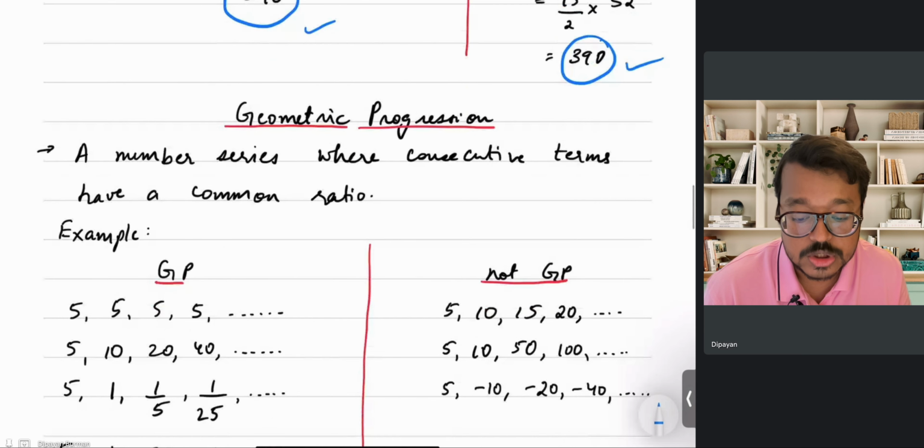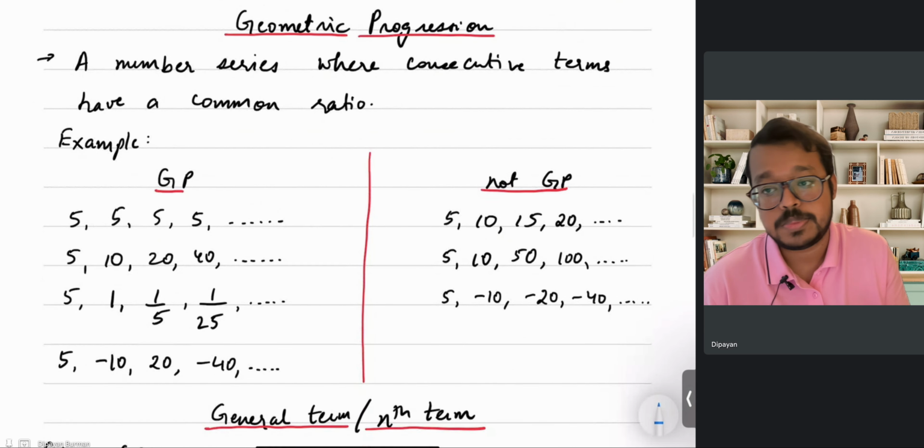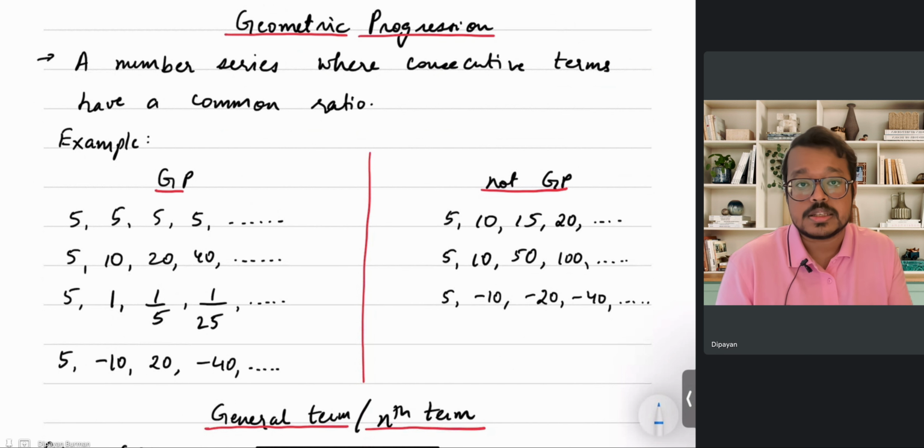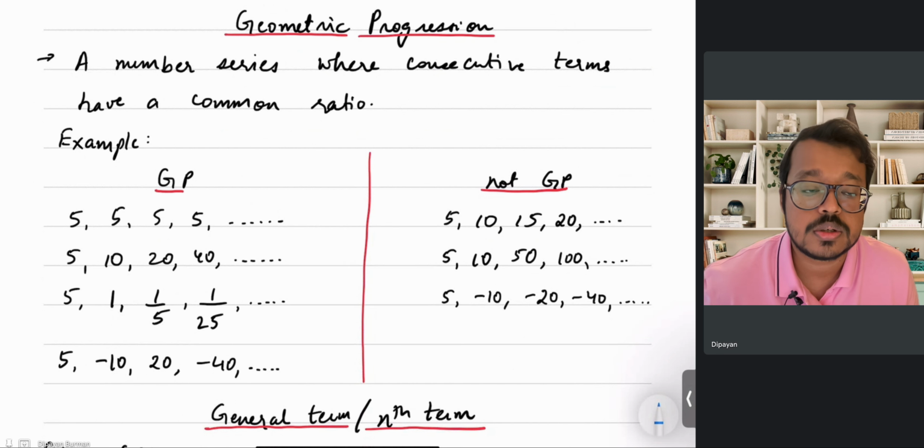Now let's move ahead to geometric progression. A GP is a number series where the consecutive terms have a common ratio.